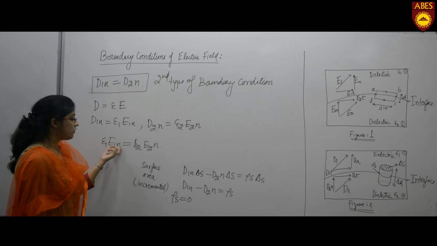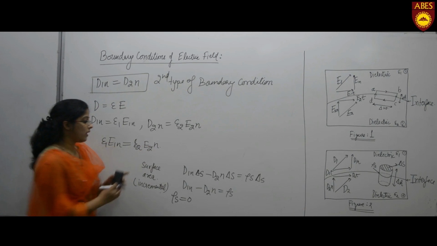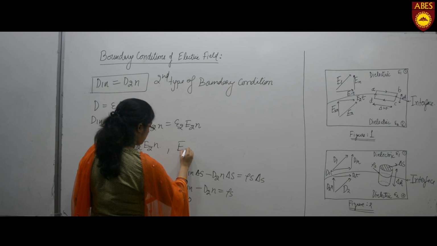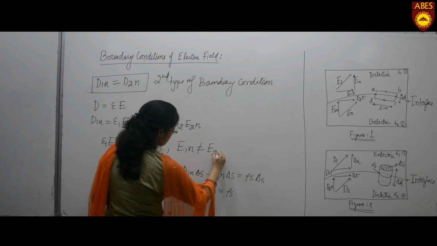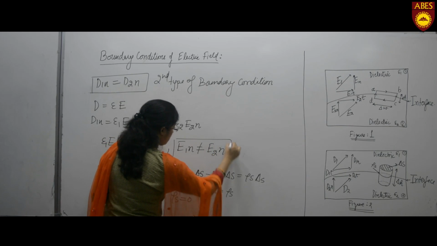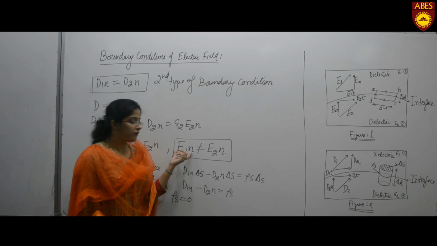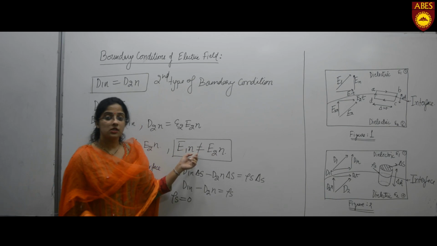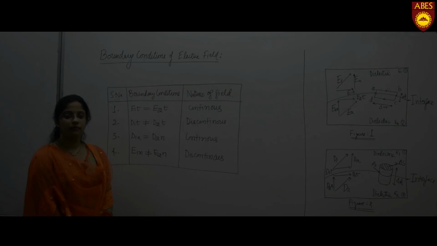Now what can be seen over here is that E1n is not exactly equal to E2n, so it can be written that the normal component of electric field intensity is not equal on the two sides, that is why it can be said to be discontinuous across the interface.